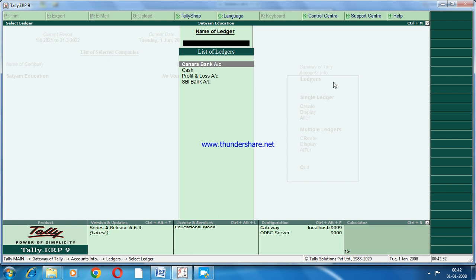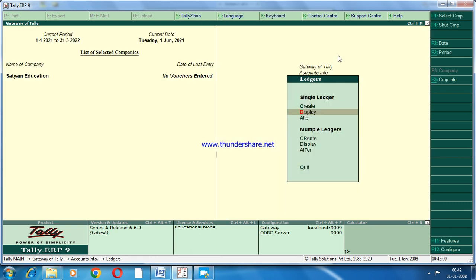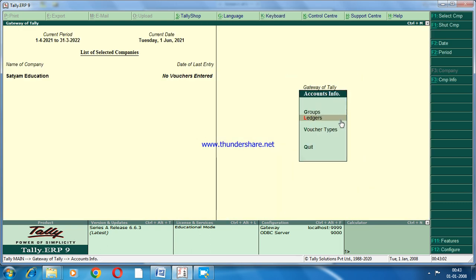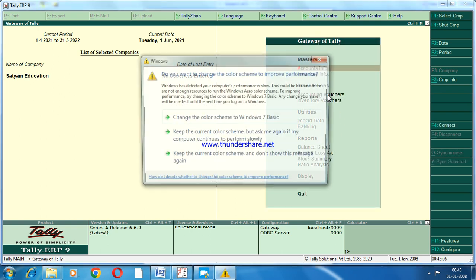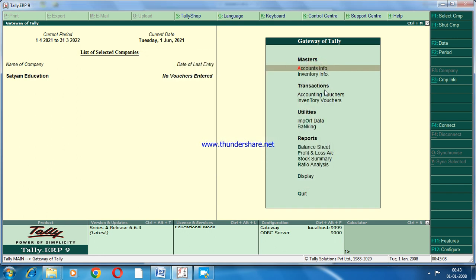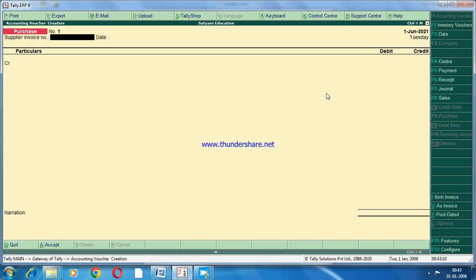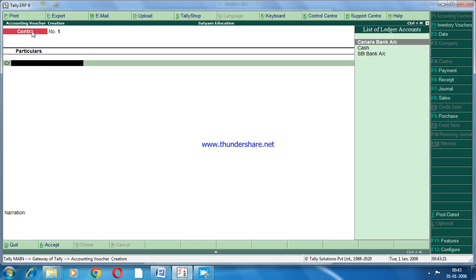Now after creating the ledgers, we need to pass the journal entries. You know very well how to pass them. To pass the journal entries, we need to click on the Accounting Vouchers option. When you click on Accounting Vouchers, the right side panel displays the voucher buttons. Here click on Contra. Now the Contra voucher opens.